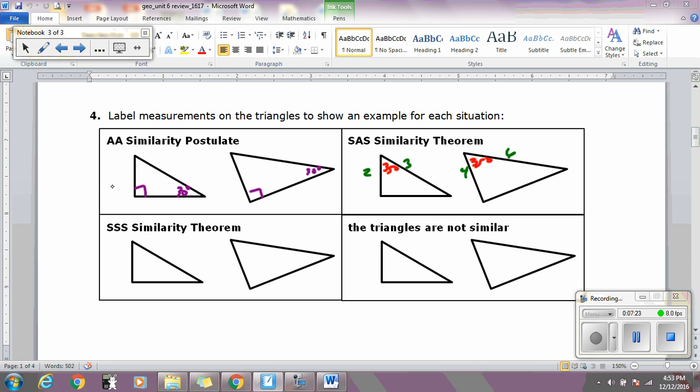For side-side-side similarity, you need to have all sides proportional. So for example, 1 is to 2 as 5 is to 10 as 6 is to 12. Those sides are all proportional, again, because 1 over 2 is equal to 5 over 10 is equal to 6 over 12, because they all reduce to 1/2.